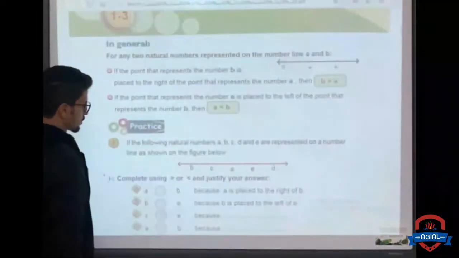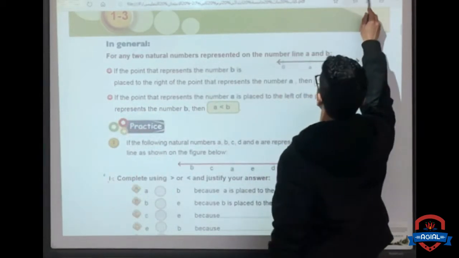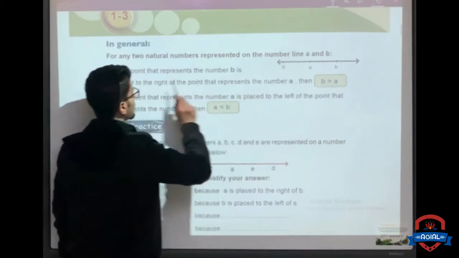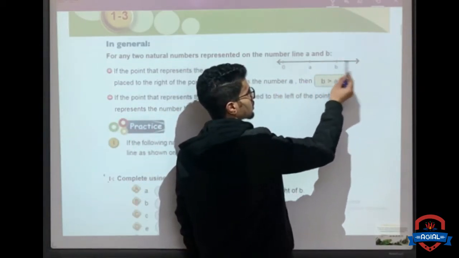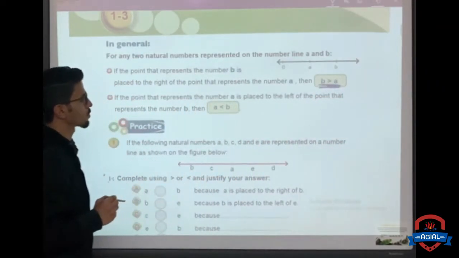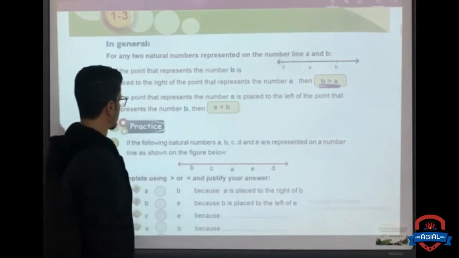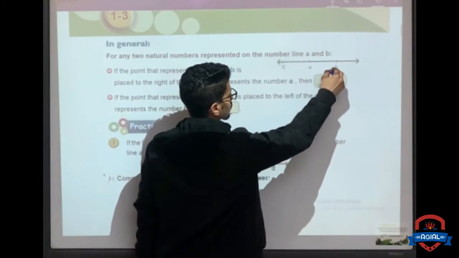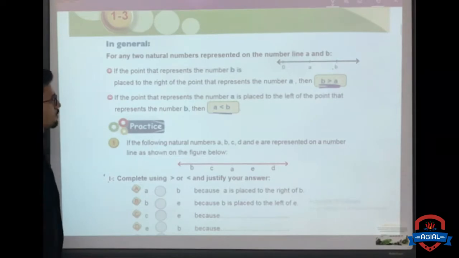So now let's solve the exercise in our book. In general, for any two natural numbers represented on a number line, A and B, if the point that represents the number B is placed to the right of the point that represents the number A, then B is more than A. And if the point that represents the number A is placed to the left of the point that represents the number B, then A is less than B. Now let's solve this practice.